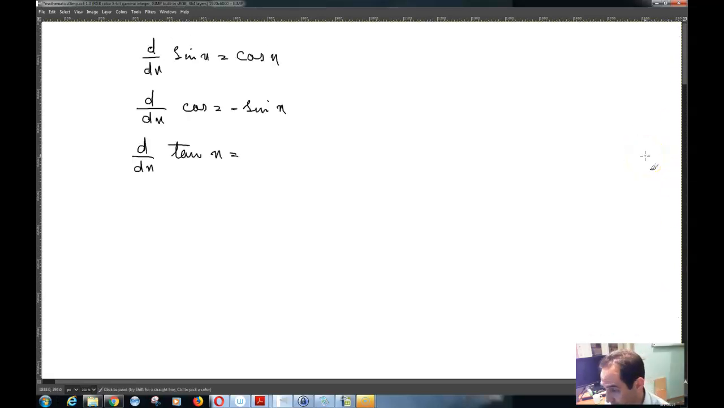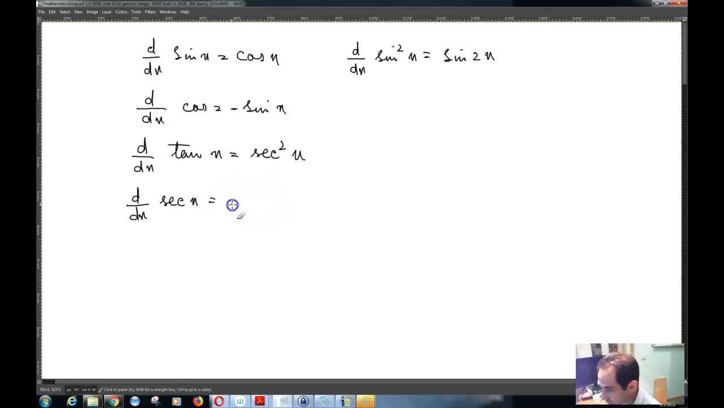Okay, so d by dx of tan x is equal to now secant squared x. d by dx of, for example, sine squared x is equal to sine 2x, and d by dx of secant x is equal to secant x tan x. Okay, I'll make a screenshot here and then we will go to the next problem.